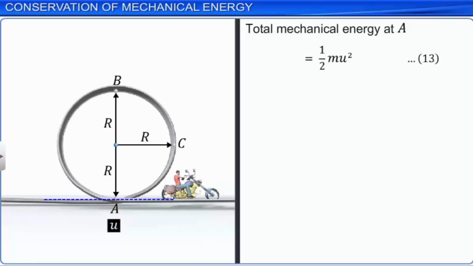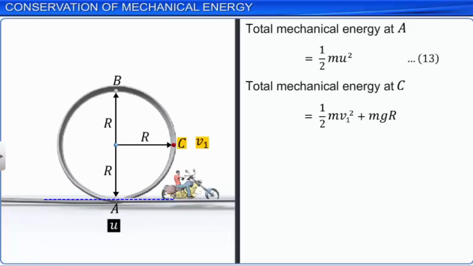When it is at horizontal position C, its velocity is v1, and the height of C from the reference level is equal to r. When at C, its total mechanical energy is partly kinetic, which is half mv1², where v1 is the magnitude of velocity at C, and partly potential, which is mgr. The total mechanical energy at C is denoted by half mv1² plus mgr. Let this be equation 14.